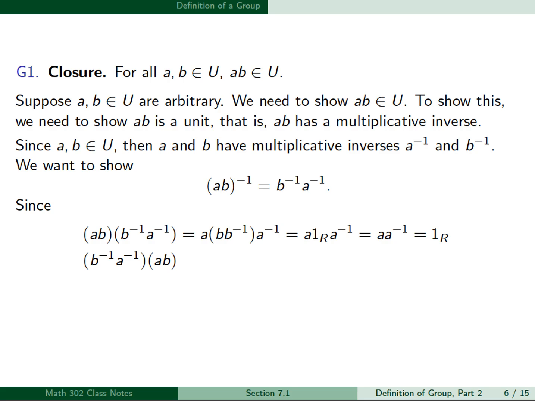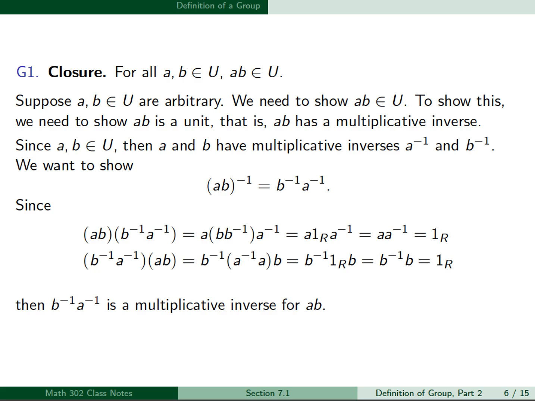And then in the other order, we have B inverse A inverse times AB is B inverse times the quantity A inverse A times B, which is B inverse times 1 sub R times B, which is just B inverse B, which is 1 sub R. And that tells us that B inverse A inverse is a multiplicative inverse for AB, and therefore AB is a unit and U satisfies G1.